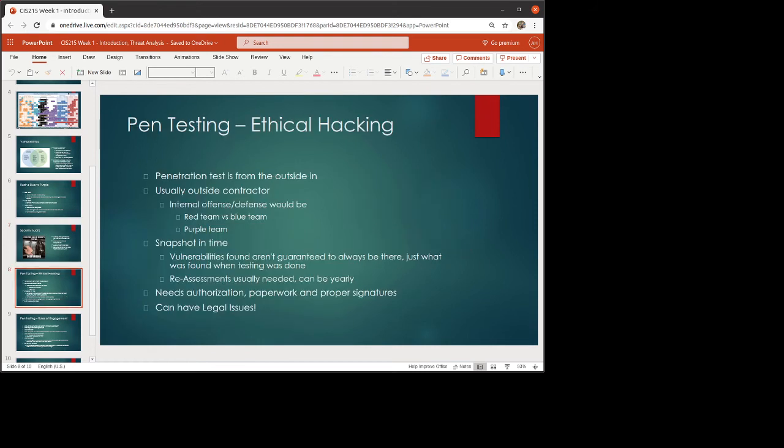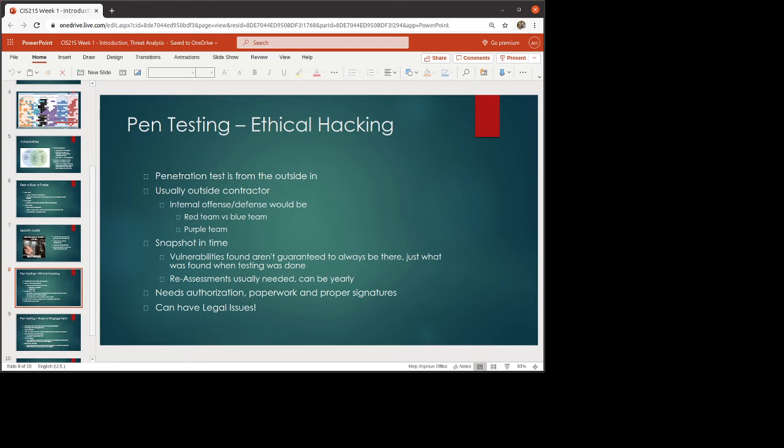Now, that isn't the same thing as a pen test. A pen test is usually done by an outside contractor, and it's from the outside looking in. So we aren't looking at the internal policies. We're saying, okay, I've never worked for Acme Corporation. I don't know anything about Acme Corporation. What can I find out? And we're coming at it from an outside perspective. So we're trying to see what an outsider would be able to see about our company, Acme Corporation.